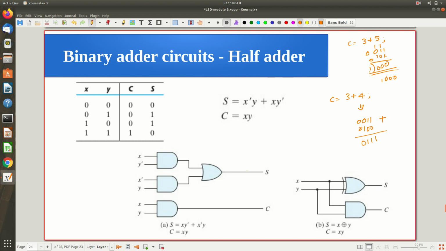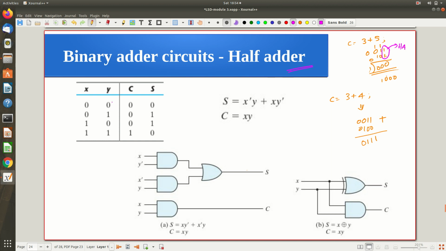At least for the least significant bits you can use a half adder for sure, right? For adding the least significant bit, definitely a carry is not going to come, so you can definitely use a half adder. But from the second bit onwards a carry will be coming, so you have to use something different. So this half adder is not enough. But anyway, we are just seeing, as a starting point, how this half adder works.